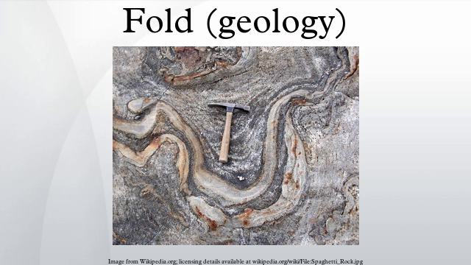If the axial surface is a planar surface, then it is called the axial plane and can be described by the strike and dip of the plane. An axial trace is the line of intersection of the axial surface with any other surface. Finally, folds can have, but don't necessarily have, a fold axis.